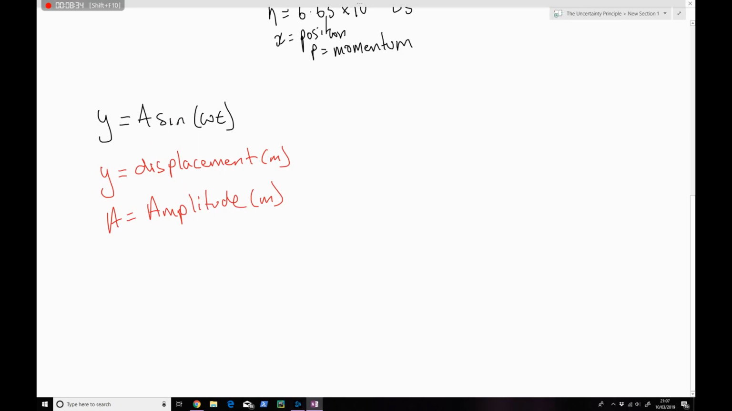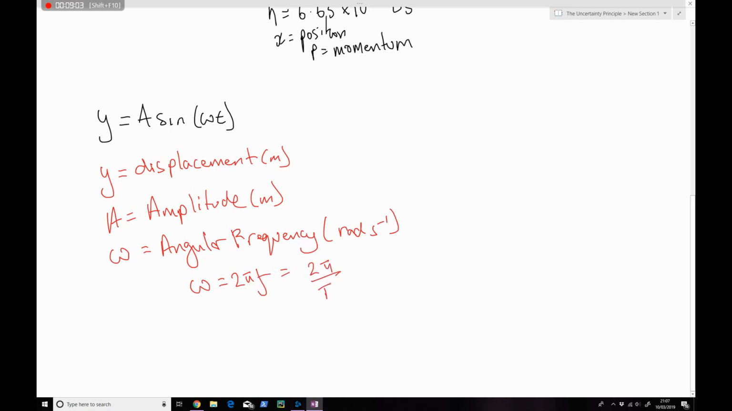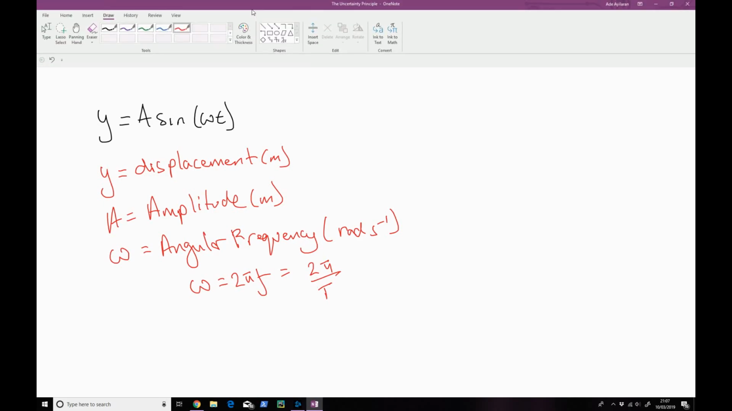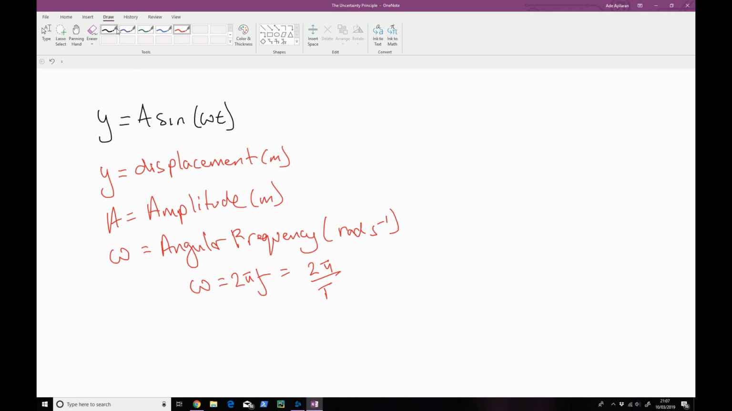Okay, we have sine, which is a trigonometric function, and then we have omega, which is called the angular frequency, and that's typically in rads per second. Another way to write this is omega equals 2 pi f, or it equals 2 pi over the time period of said wave. Okay, so this is a standard wave equation.